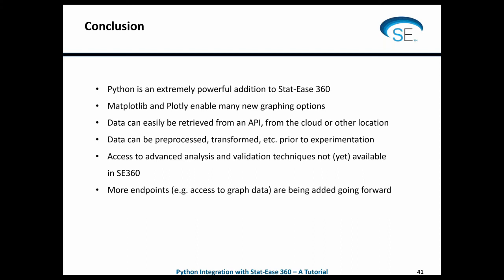It's very easy to retrieve data from an API, from a database, from the cloud, from sensors. There's all sorts of packages in Python for communicating in that manner. You can pre-process your data, transform your X values, things like that prior to going out to Stat-Ease 360 and analyzing it. And then there's all sorts of advanced analysis and validation techniques such as cross-validation that are not yet available in Stat-Ease 360 that you can get at with Python. And we're going to be adding more endpoints as we go along. For example, being able to get the half normal plot as a series of coordinates in Python, things like that, we'll be adding going forward.